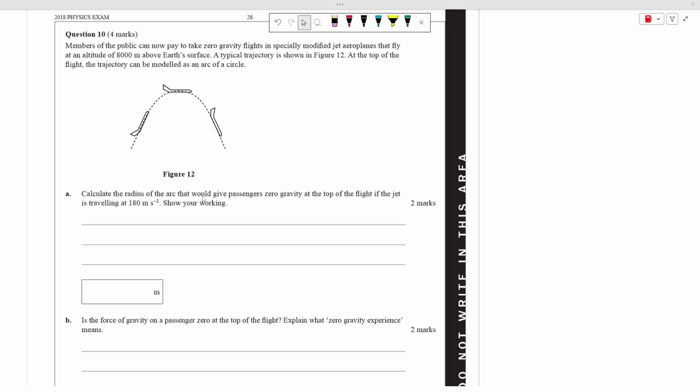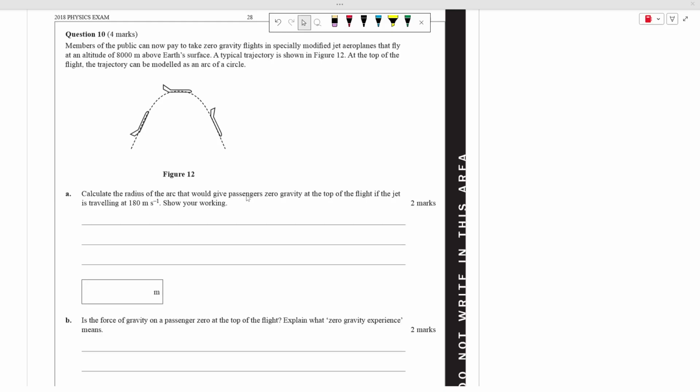So when it says they would give passengers 0 gravity, it's not saying that gravity is non-existent. They should have used other wording here. They should have mentioned something like that would give passengers a feeling of apparent weightlessness, which is the more technical term you might want to use. Weightlessness being what normal force they're feeling, and that normal force being equal to 0. So it's basically saying calculate the radius of the arc that would give the passengers 0 normal force at the top of the flight. Okay.